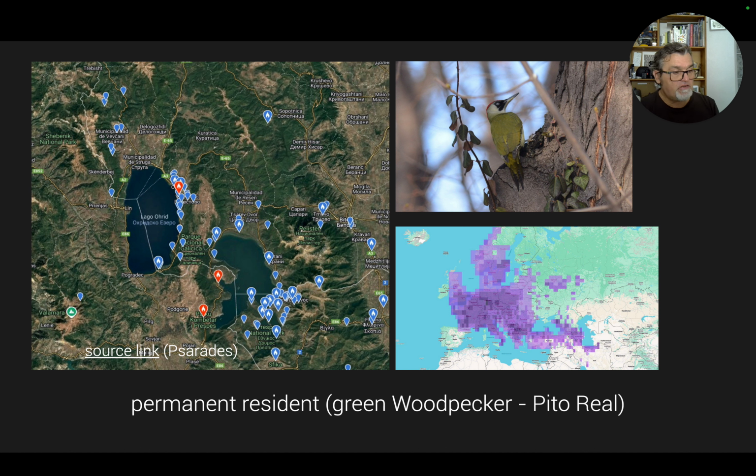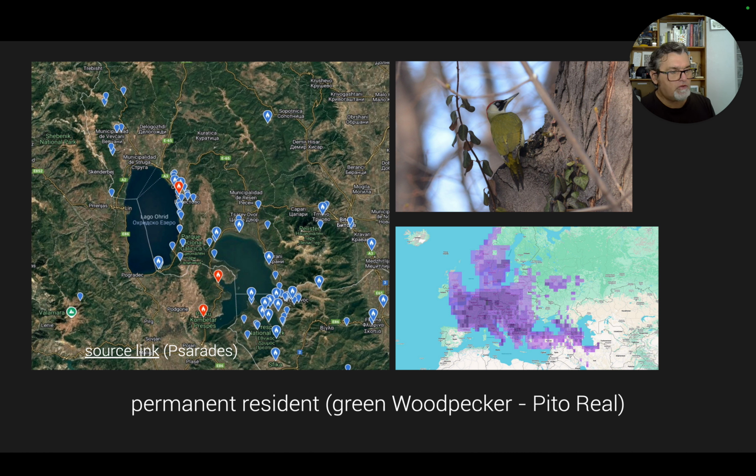A permanent resident: the green woodpecker, for example. Here we have again the presence of the woodpecker in different countries bordering Lake Prespa. The blue dots are the observations done quite a long time ago, and the red dots on the left map are the very recent observations. You also have the link to zoom to Psarades and check this.